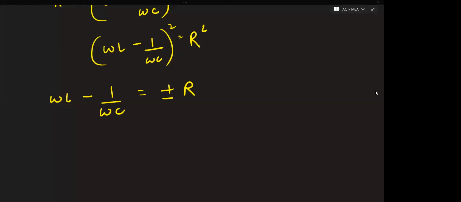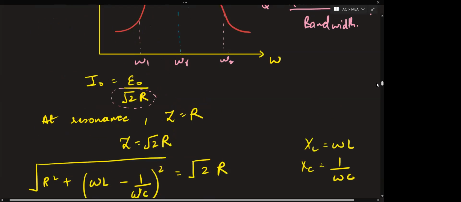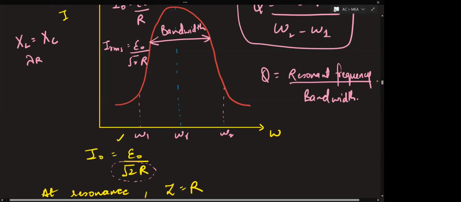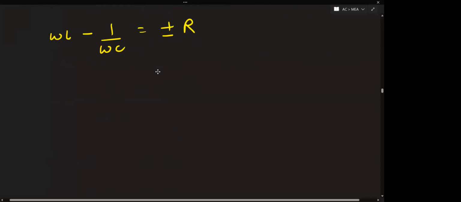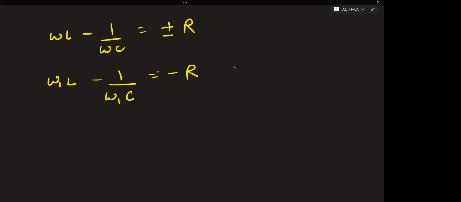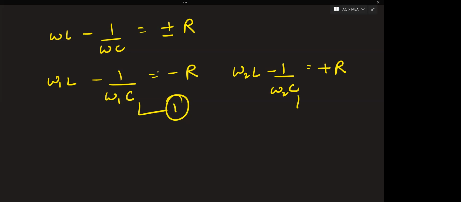Now see class, we have two values of omega, on either side of the resonant frequency. One value is omega 1, one value is omega 2. So let's substitute both the values in one of these equations. For omega 1, we can write omega 1 L minus 1 by omega 1 C equal to minus R. For omega 2, omega 2 L minus 1 by omega 2 C, we can write it as plus R. You can write it in any manner, the ultimate answer will be the same. These are two main equations that will lead to our answers. Understood? This first equation and this second equation.